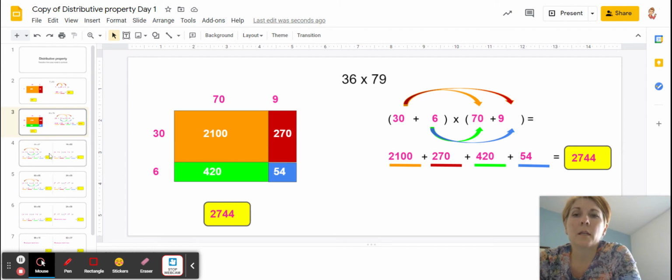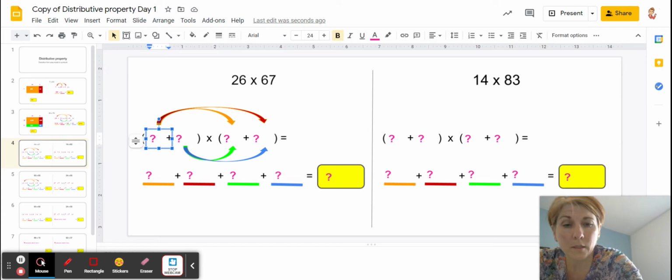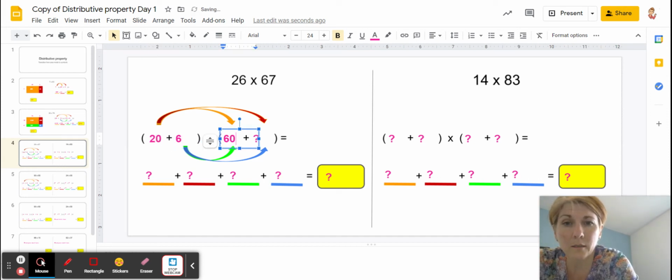Okay, so next grouping. Now we've just gotten rid of the boxes. So I would take my 26 and I would split it into a 20 and a 6. And then I would take my 60 and split that into a 60 and a 7.